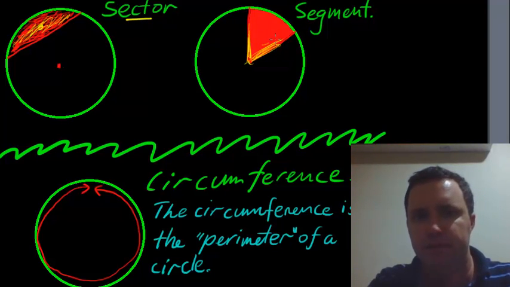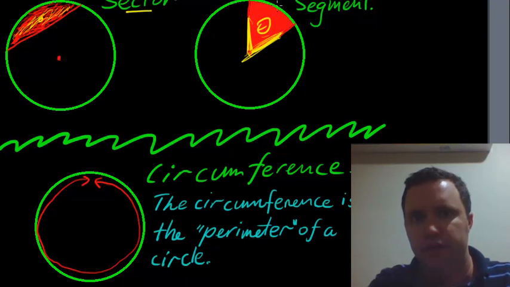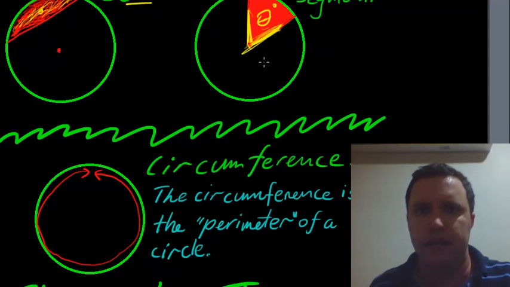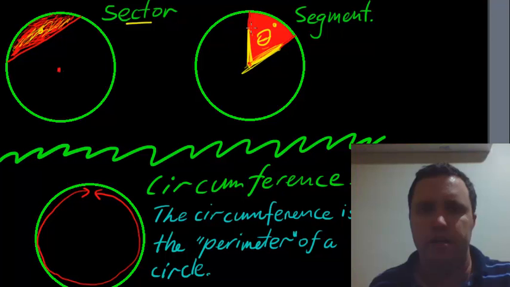In fact, with the segment, I forgot to mention, it has an angle associated with it as well. I'll call it theta just for the sake of it. So segments also have an angle associated with them, and you'll be told that when you have to work out a segment.